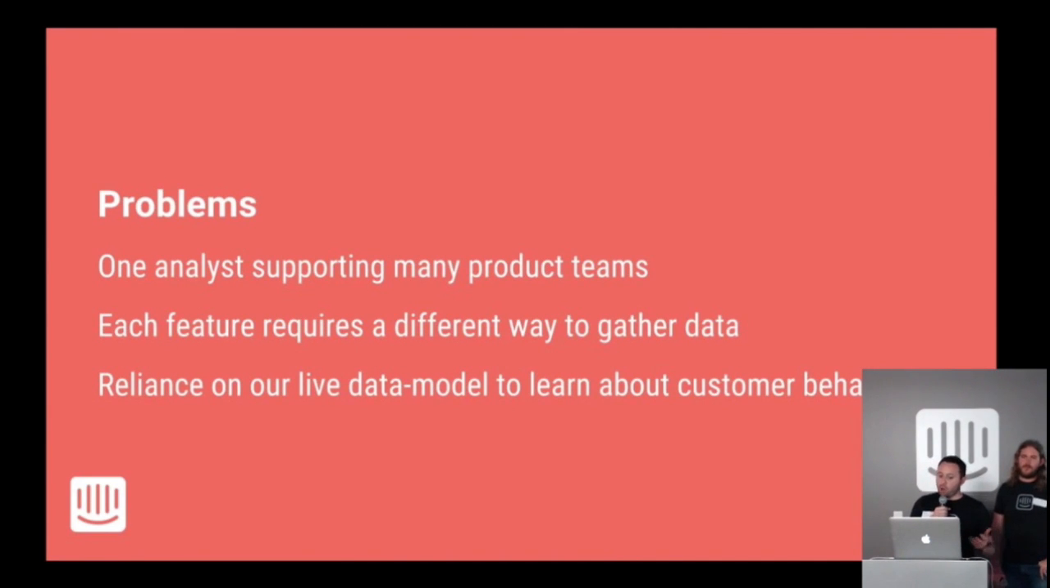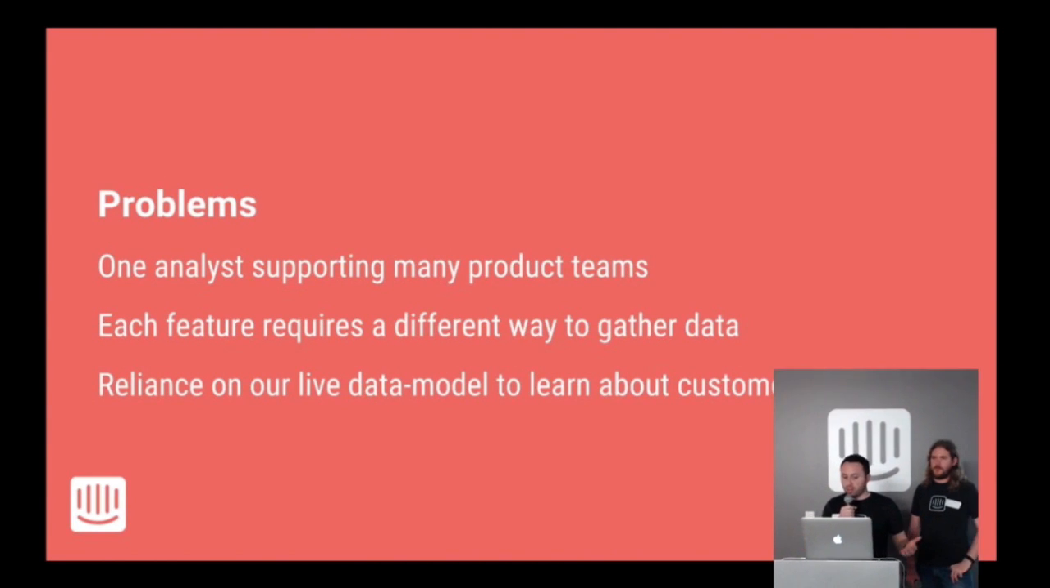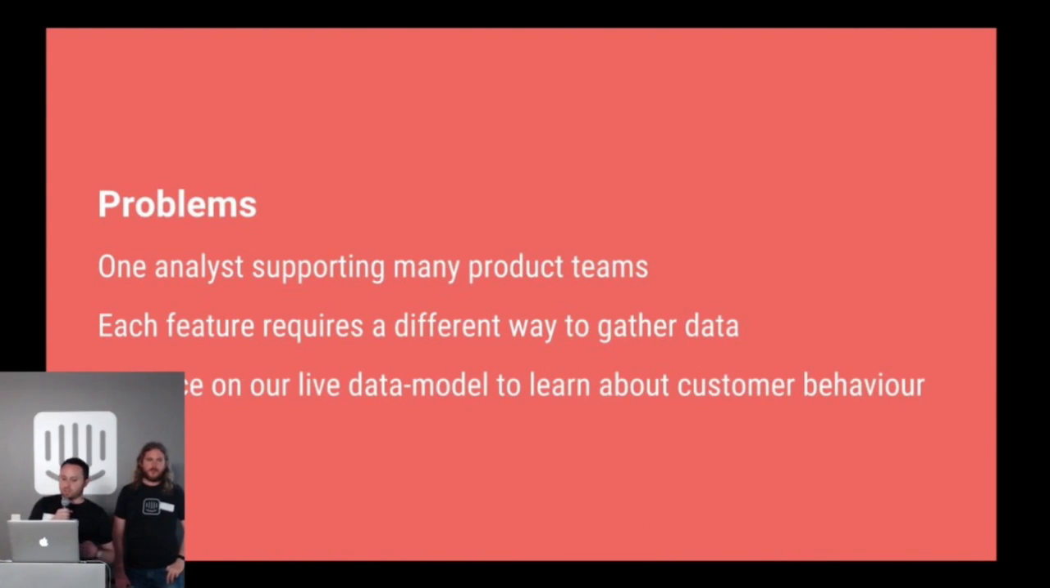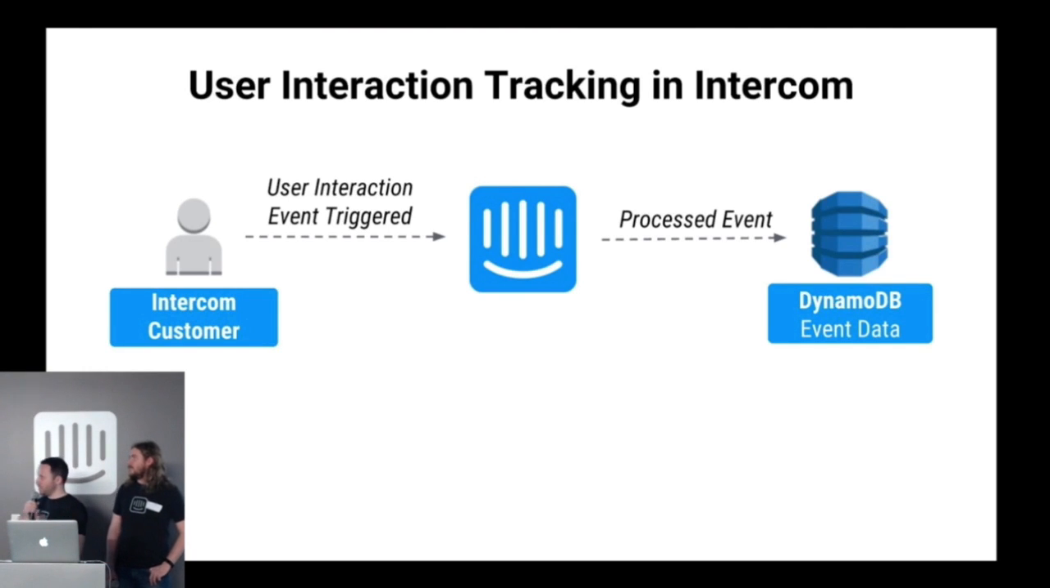So at Intercom, the product analytics team is quite small in comparison to our R&D teams, who are spread pretty thin. Each feature requires a different way to gather data. And historically, there's been a reliance on our live data model to learn about customer behavior. So how can we maintain a level of quality in analytics at the scale that we're currently working at and into the future? Encountering these sorts of problems every day, it got me thinking.